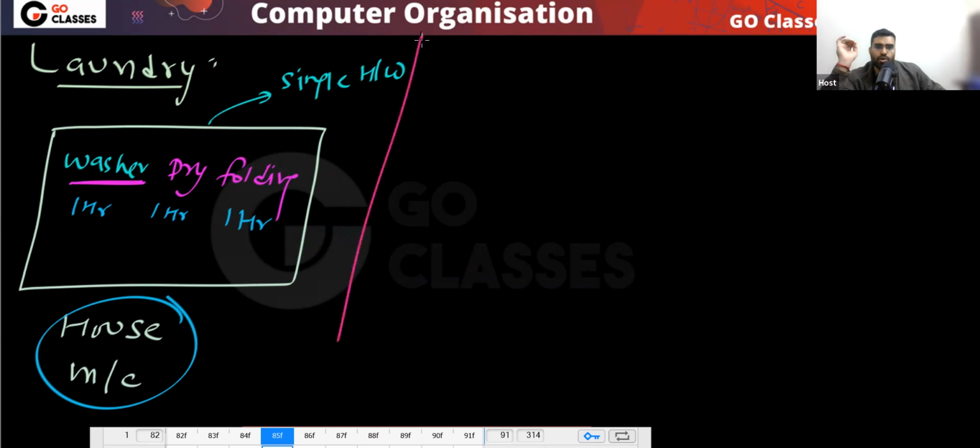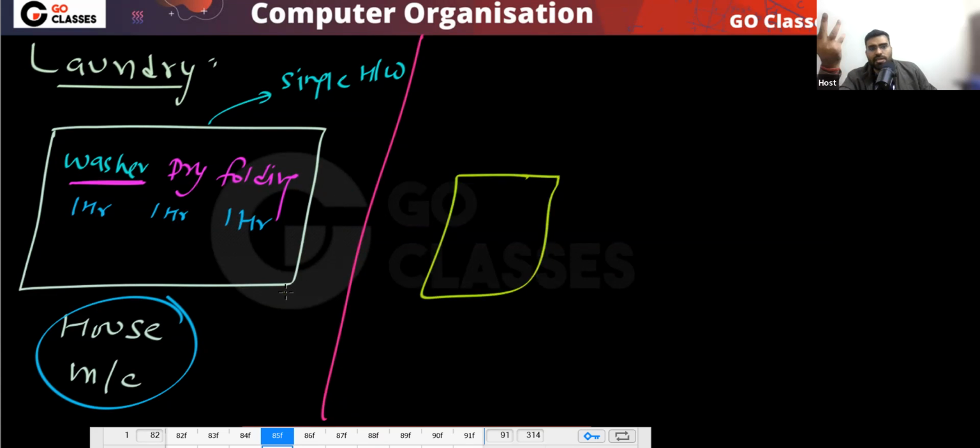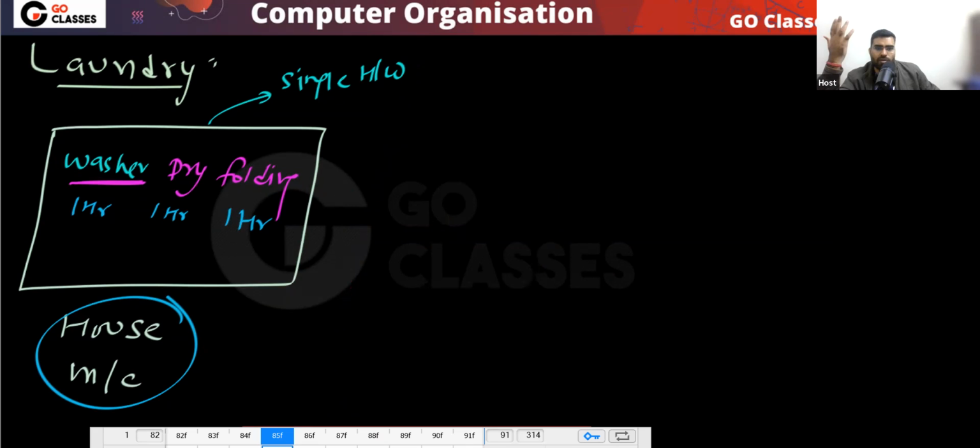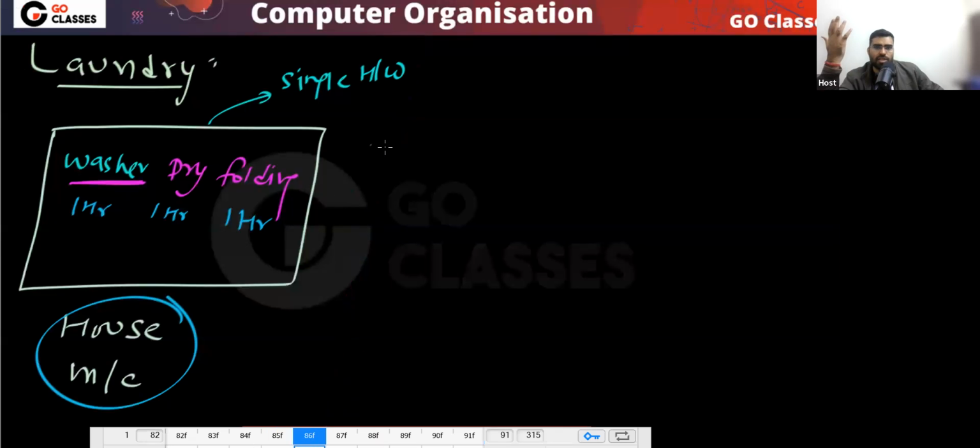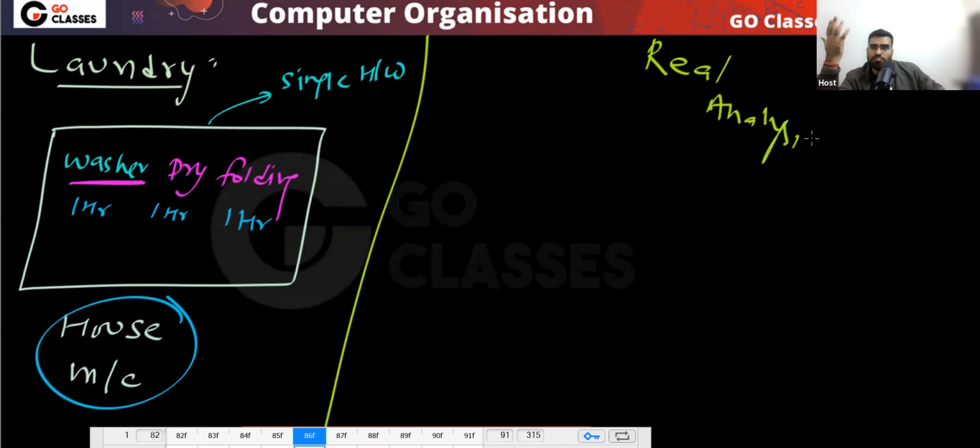In the real world, when you do this pipelining, the stages' time might increase. It may be possible that, for example, the washer is taking 1 hour. Let's see the real world. Now let's consider the real-time analysis. So the real analysis is like this.